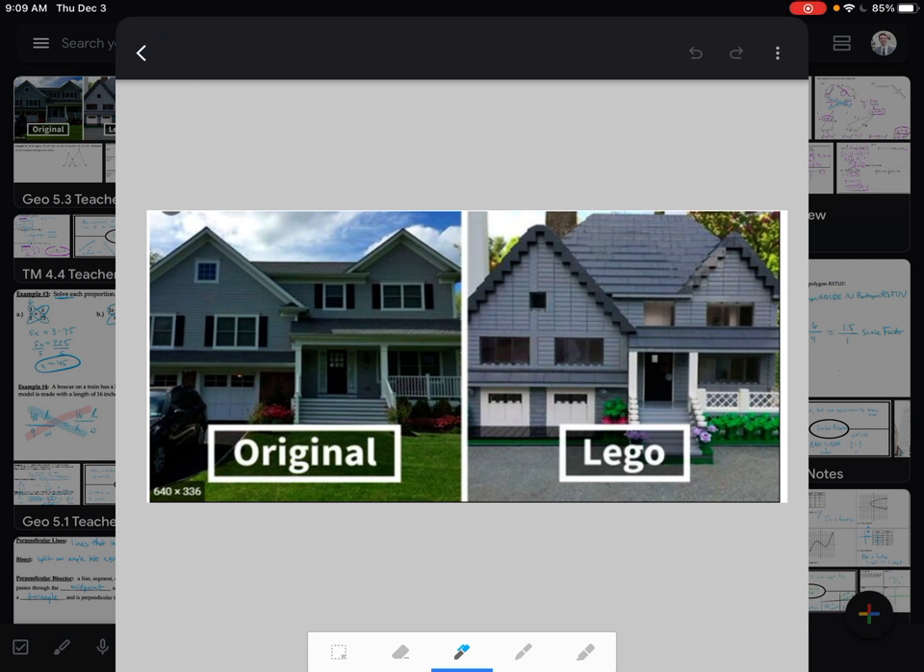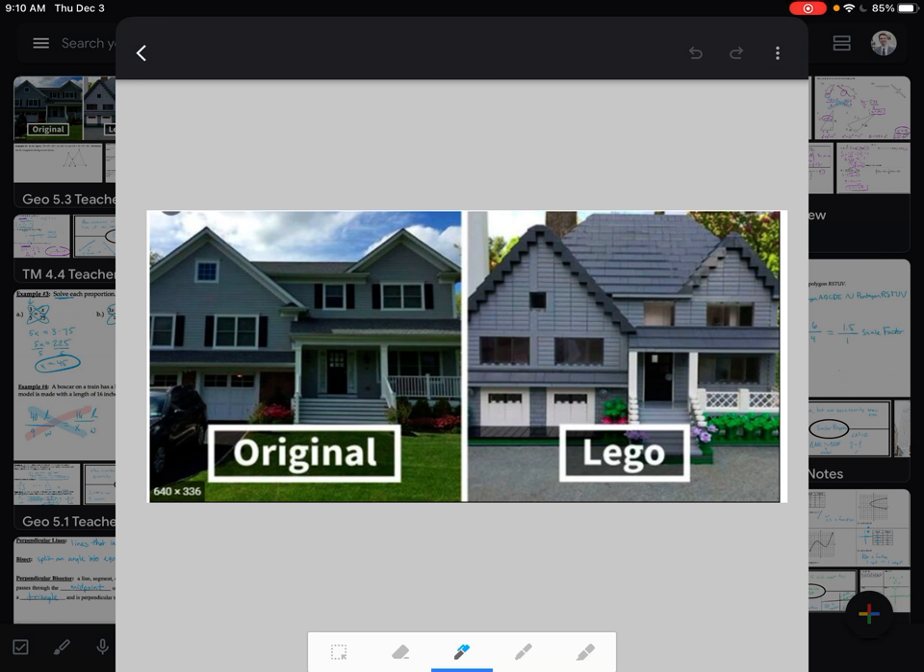To take a look here, one thing that made me think of this was Lego houses. If you've ever seen those Lego models, they're obviously much smaller, but they can proportionally add up to the same thing. This is something somebody did independently and posted online. I thought it was pretty cool. It's proportional. It's basically the same shape, but obviously a much smaller size.